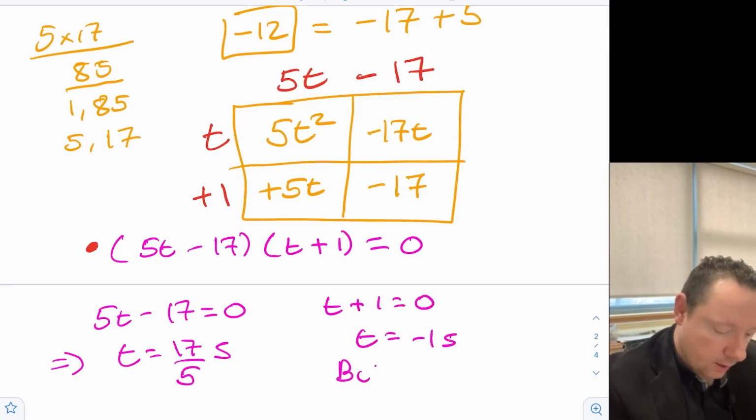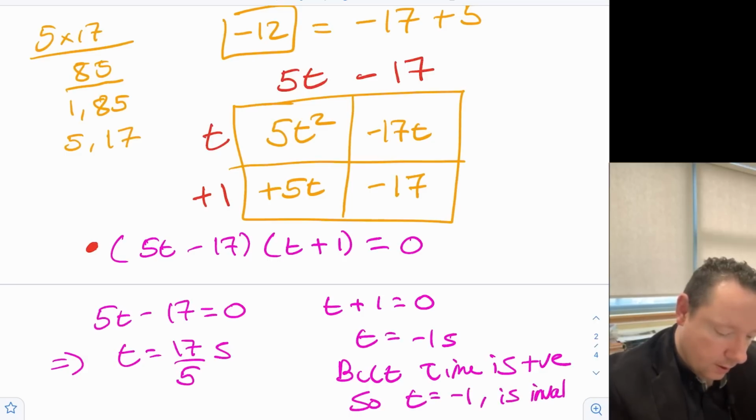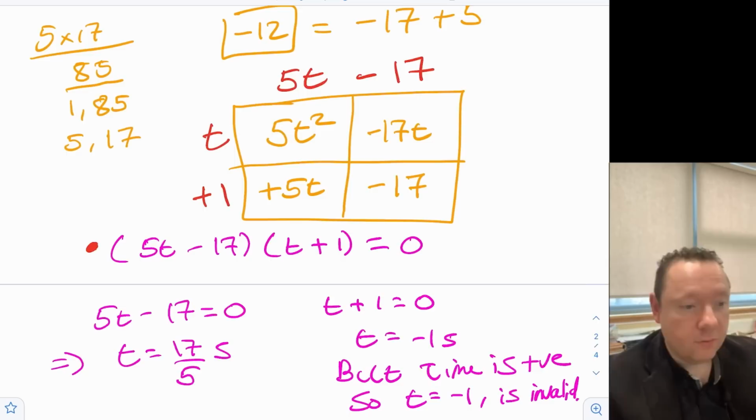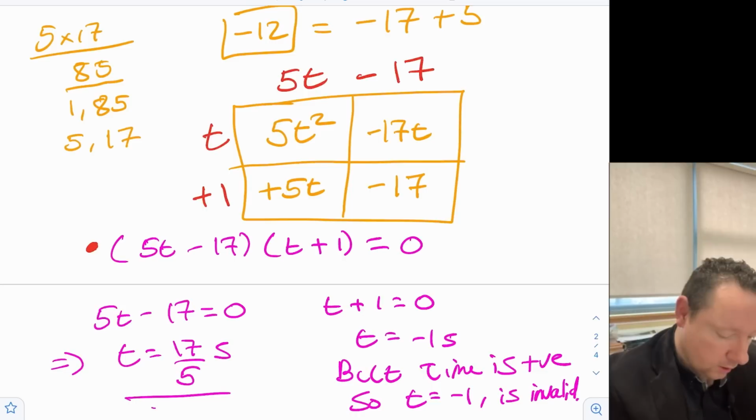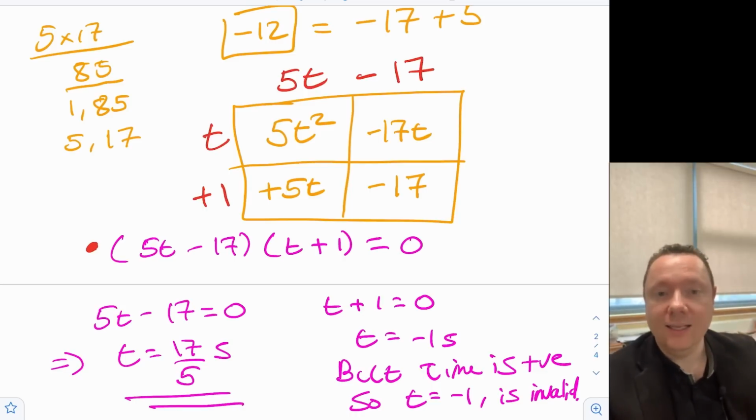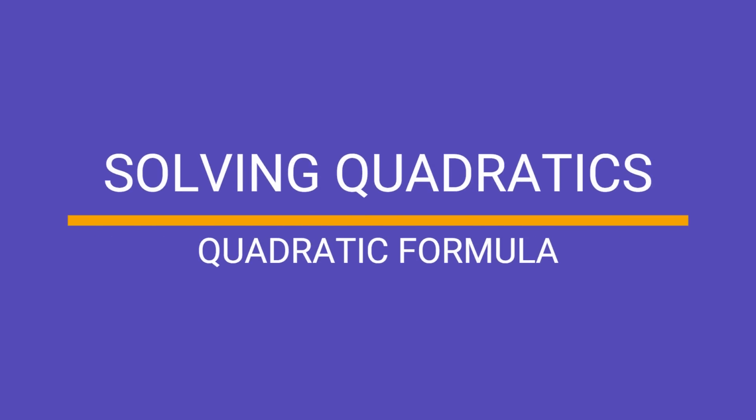But time is positive, so t equals minus 1 is invalid. So there is our final solution. 17 over 5 seconds is the one we're selecting as our final answer.